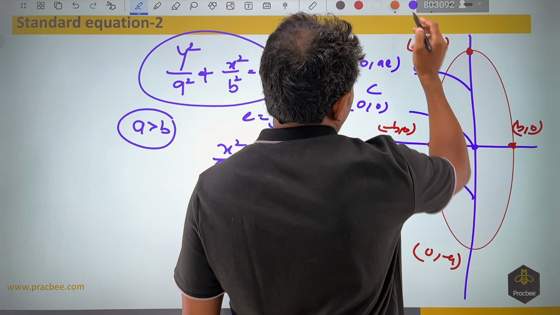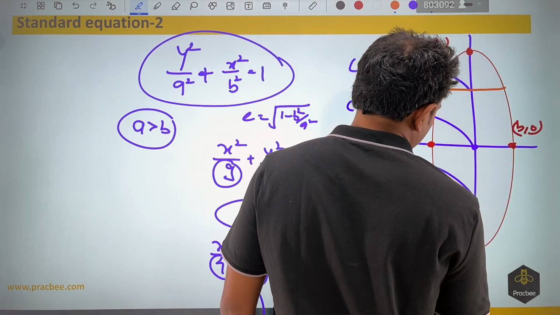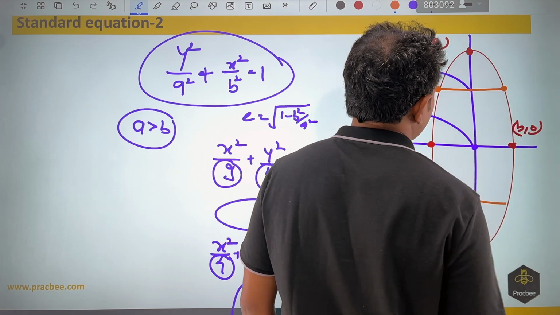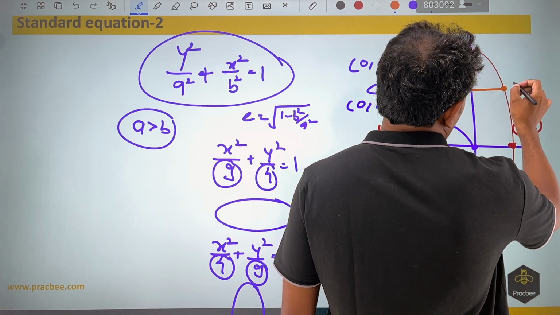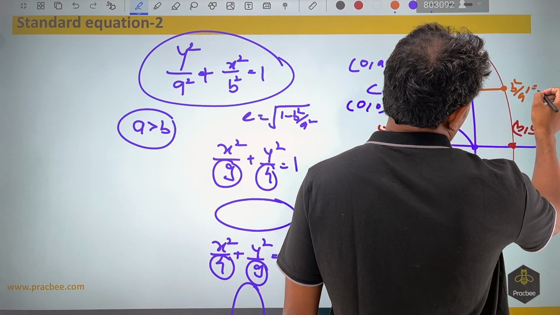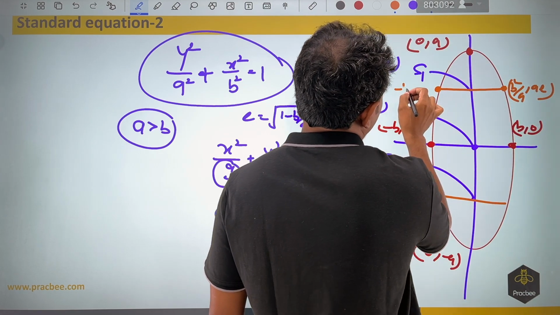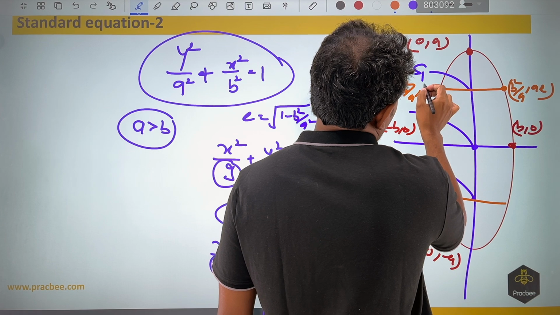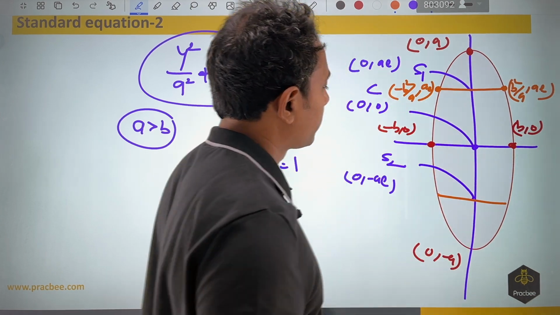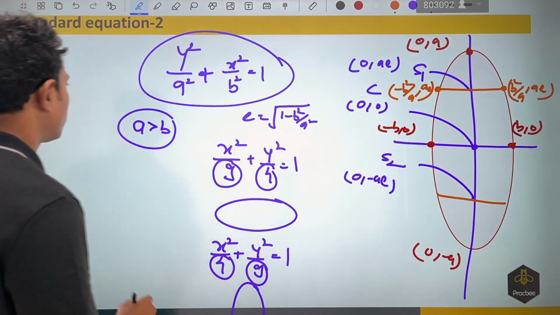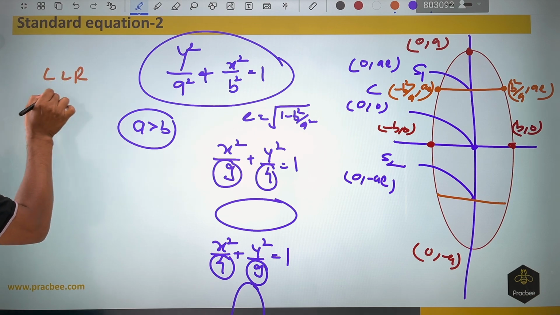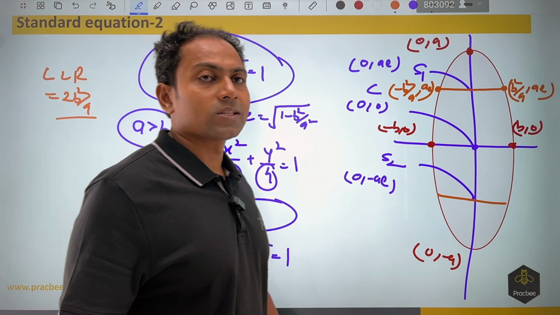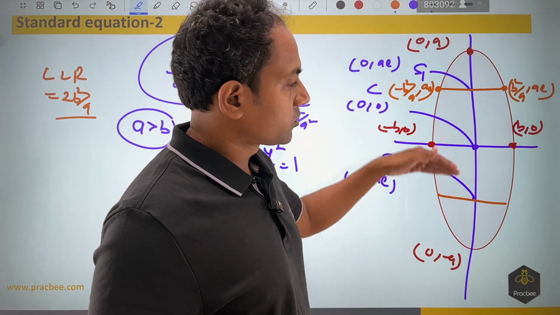If I want to write the latus rectum will also remain intact. So it will become nothing but b square by a, a and minus b square by a, a. Similarly, we can write the other one. So length of latus rectum, if you see, has remained same as 2b square by a. So in simple words, we have drawn essentially the same diagram, but the orientation of diagram has changed.